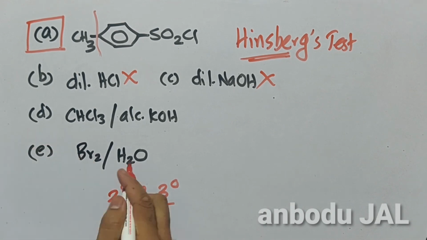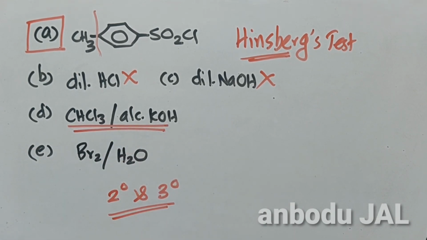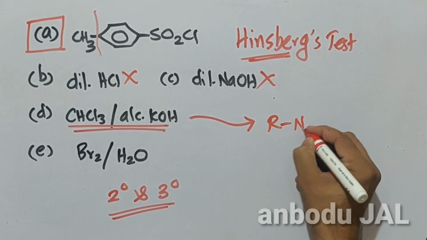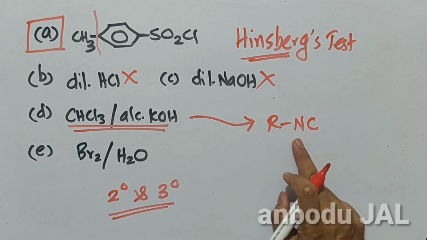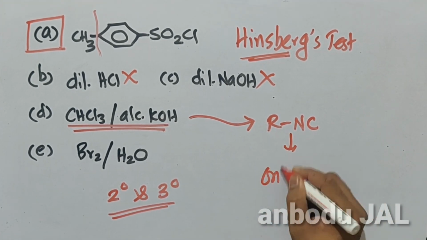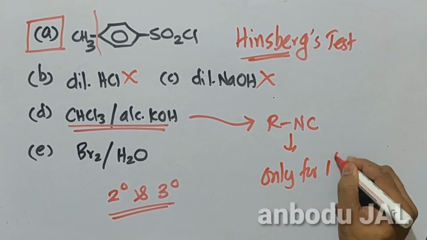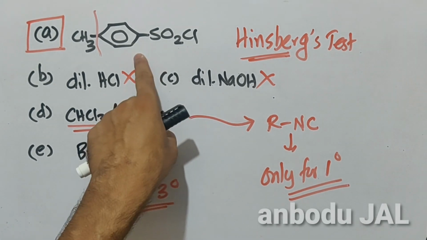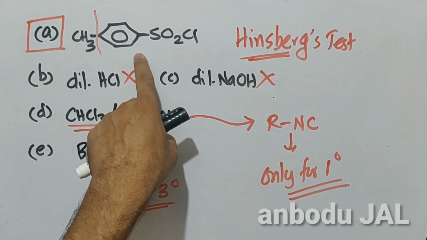Now option D, CHCl3 in the presence of alcoholic KOH, that will lead to the formation of RNC, that is isocyanide, carbylamine. This test is known as the carbylamine test. The carbylamine test is only for primary amines. That is used to distinguish primary amines from other amines. But here the question is the distinction between secondary amine and tertiary amine. For that purpose, this reagent only is used.